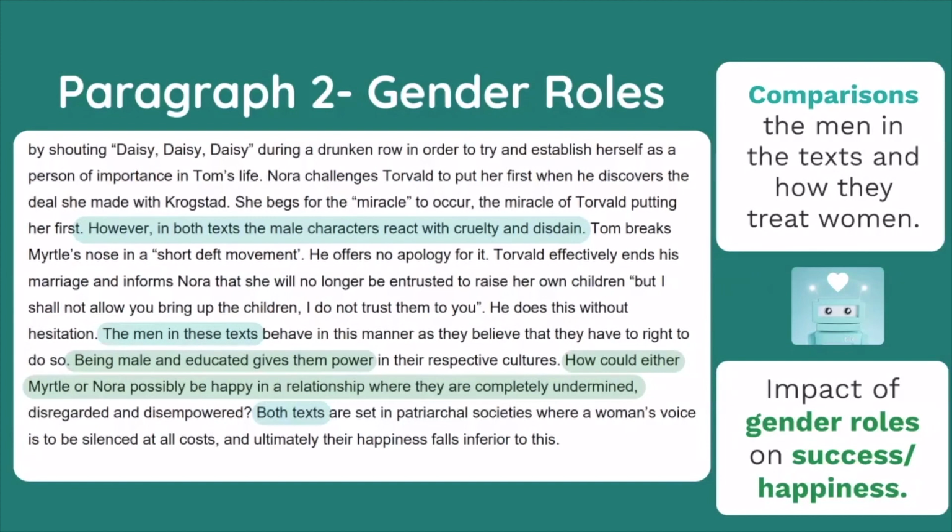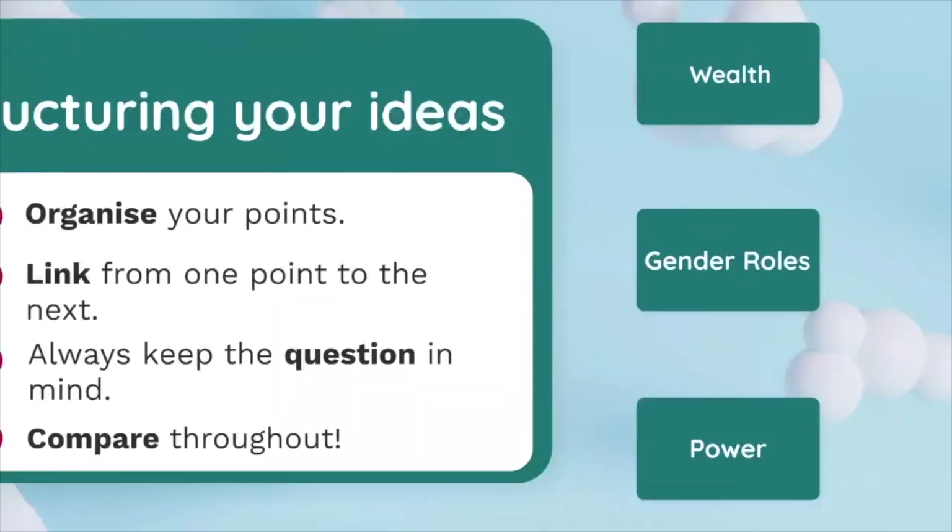The impact of gender roles on success. How does the role of your gender, whether you're male or female, affect your ability to be successful in this particular society or in this particular context? Well, being male and educated gives people power. And how could either Myrtle or Nora possibly be happy in a relationship where they are completely undermined? There's a suggestion that it doesn't matter who they are as an individual, but being a woman means they're already restricted and some levels of success are out of their reach.